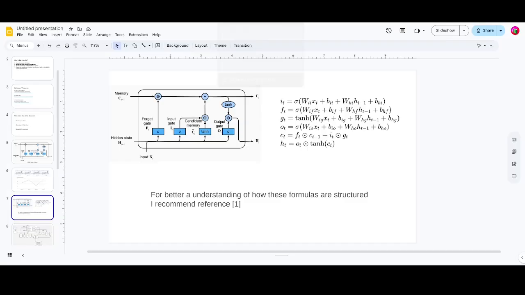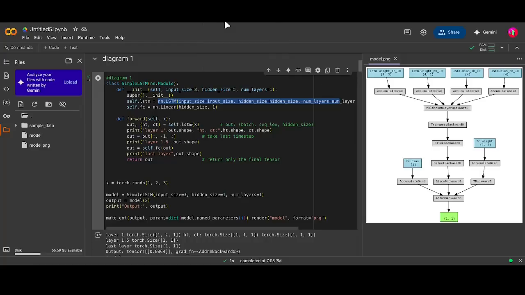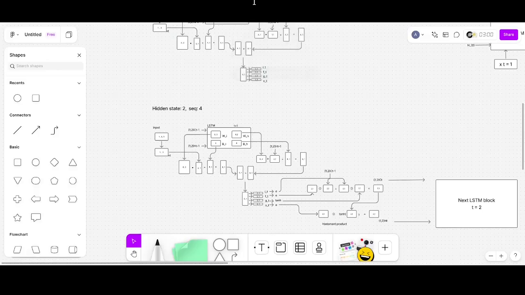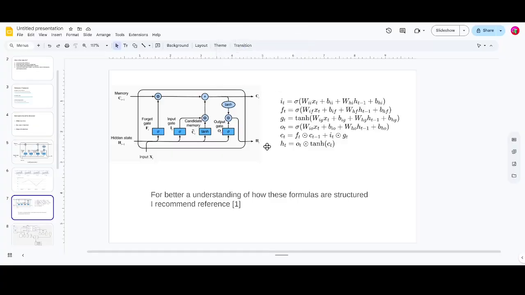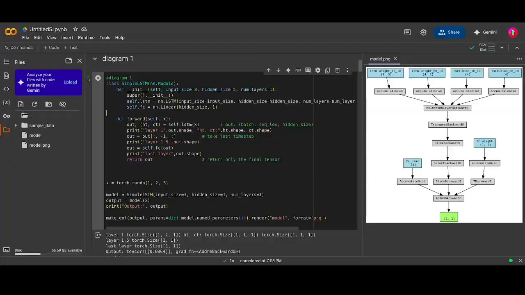Whenever I was working with LSTMs, I used to get confused. What is input size? Does it mean the length of sequence that I can give it? What is hidden size? What is number of layers? So it was very confusing for me. But if you have been through the same thing, I'm here to explain. You can do the same experiment.